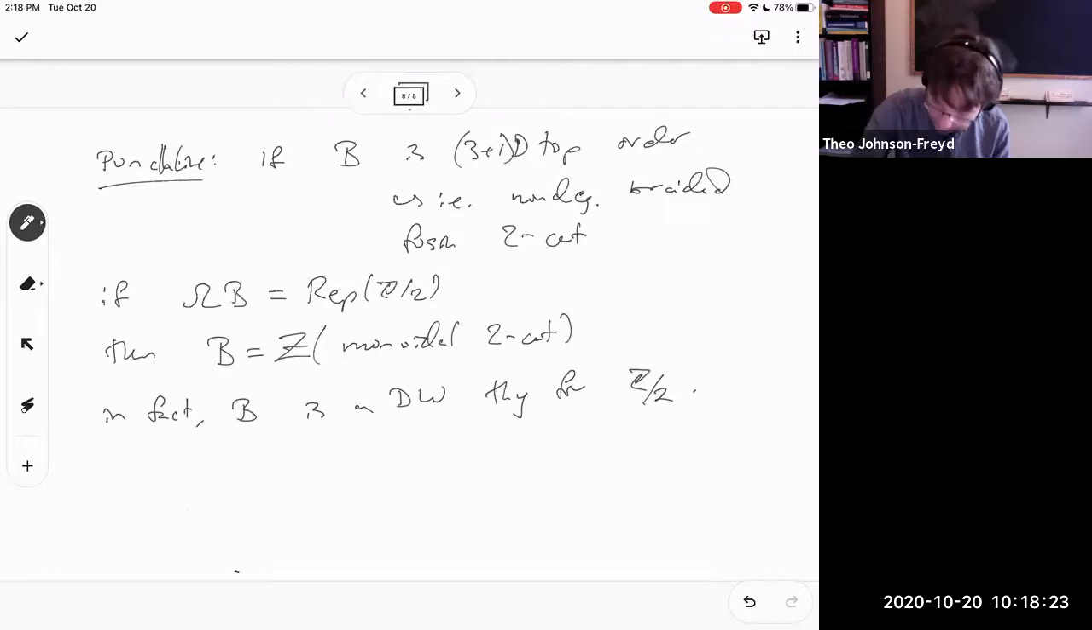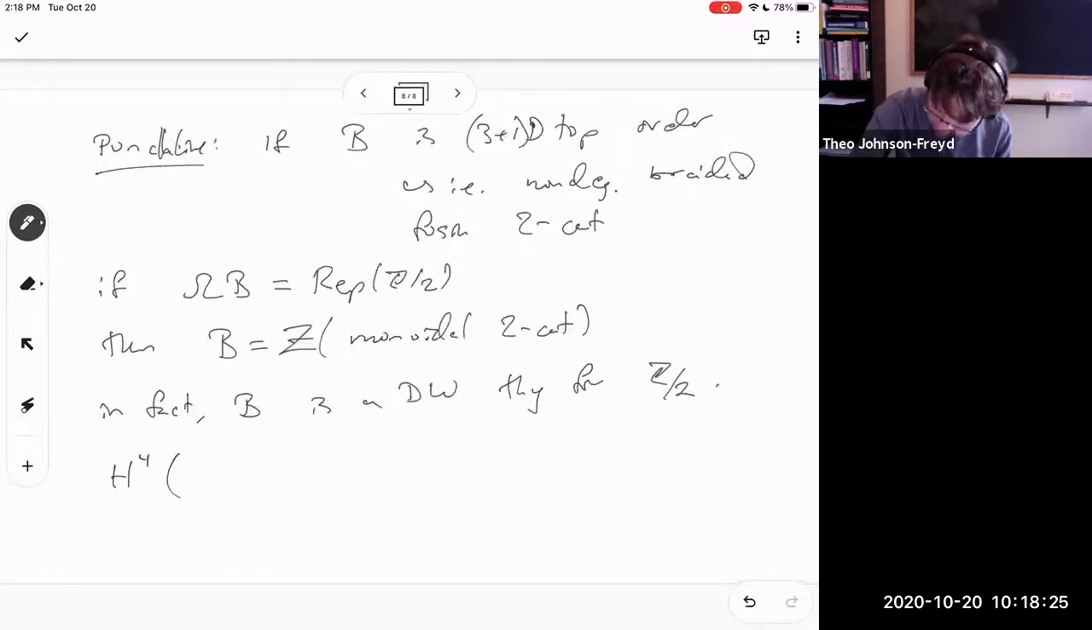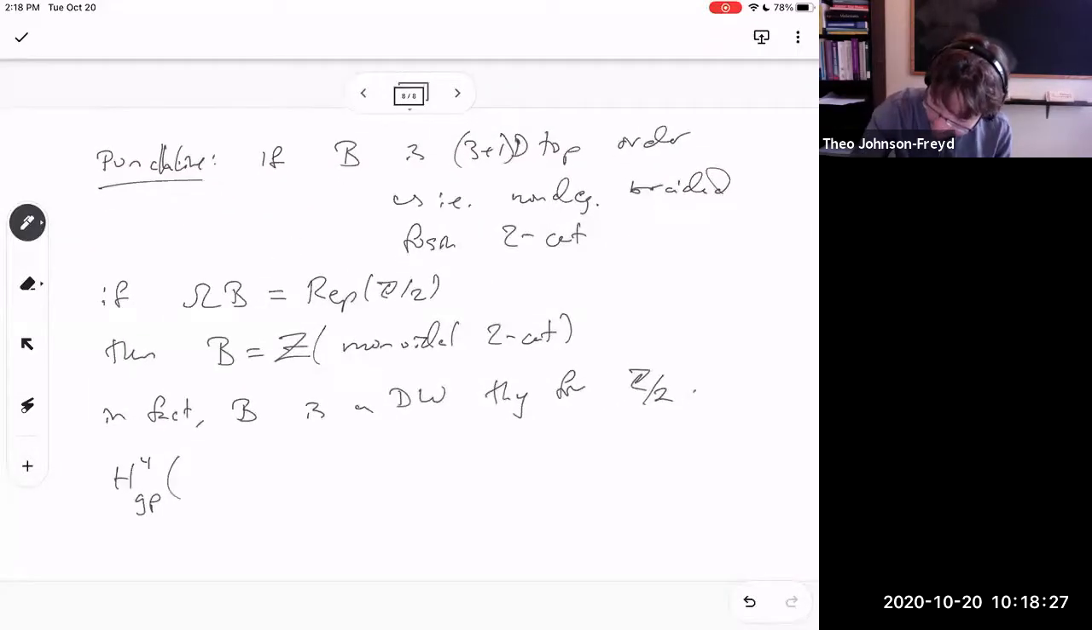There's only one of those. Dijkgraaf-Witten theories are measured by group cohomology, and that's trivial in this degree. So B just is basically a toric code. I talked all about the easy case, the bosonic case, and I have maybe 5.